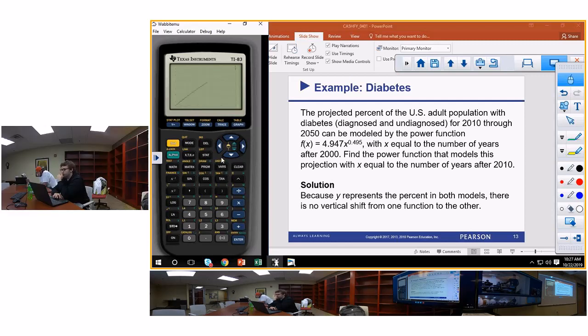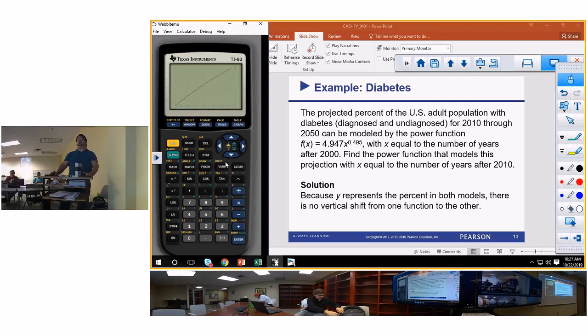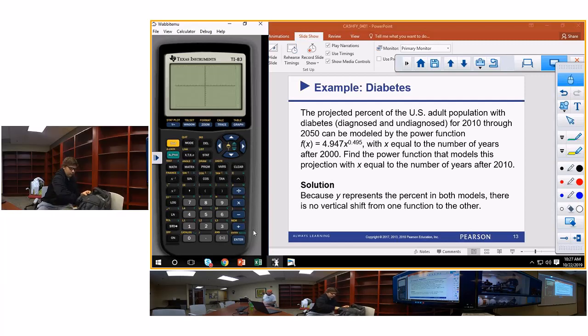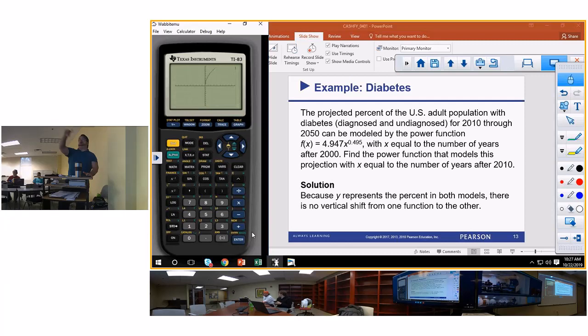Okay, I don't know if that was fit or standard. I'm going to go ahead and hit, let's do standard. There you go. And you see that it's going up and over to the right. And then it tells you to find the function after 2010.